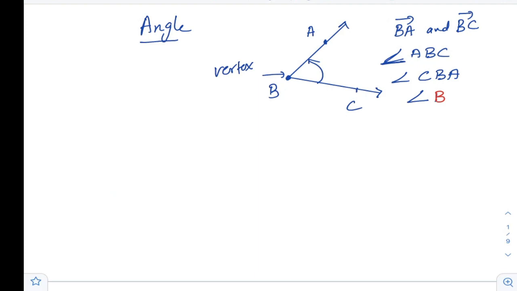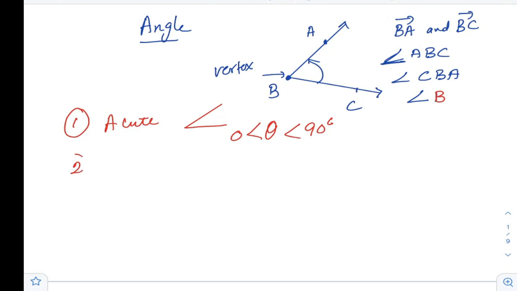What are types of angle? أنواع الزوايا. We have acute angle, حادة, زاوية حادة, and usually it is this angle that we call theta, more than 0 and less than 90 degrees. The second type is the right angle, الزاوية القائمة, when the rays intersect at an angle equal to 90. Usually we show it using this rectangle or small square. And usually it is exactly 90 degrees. بالضبط 90 درجة الزاوية القائمة.